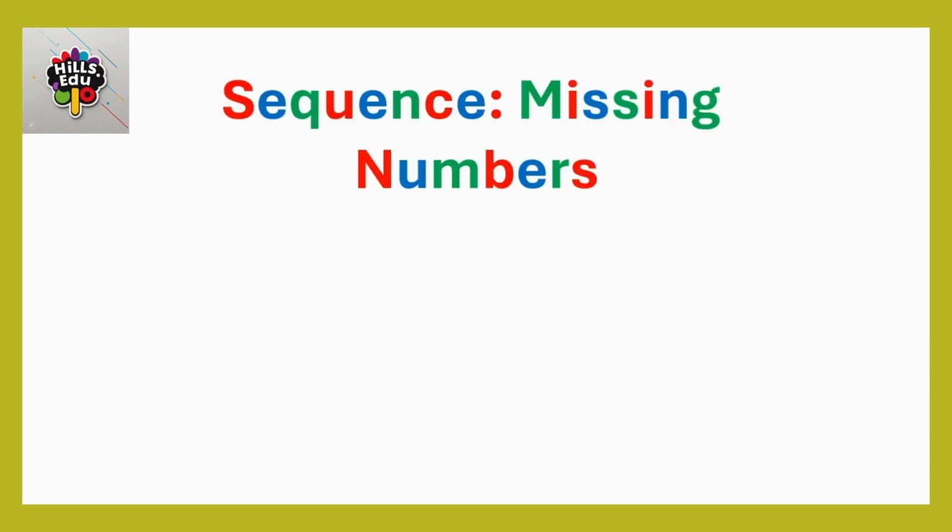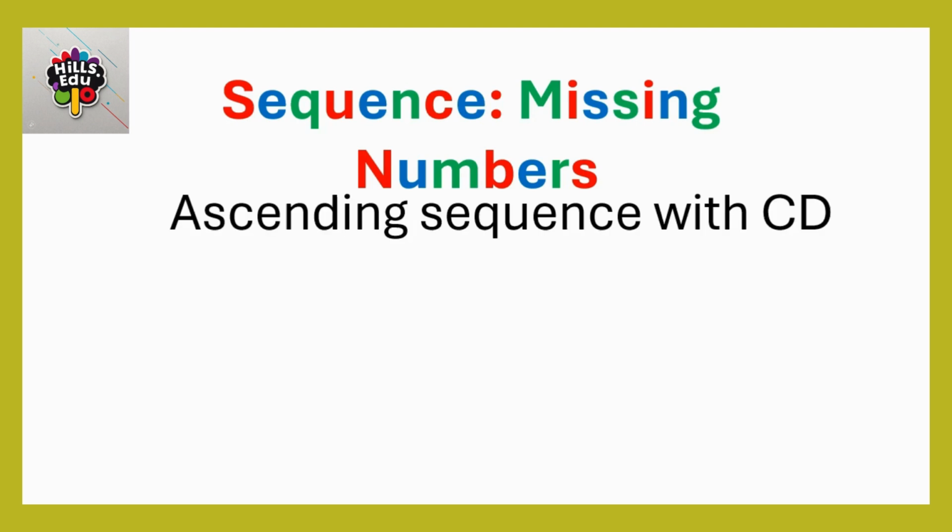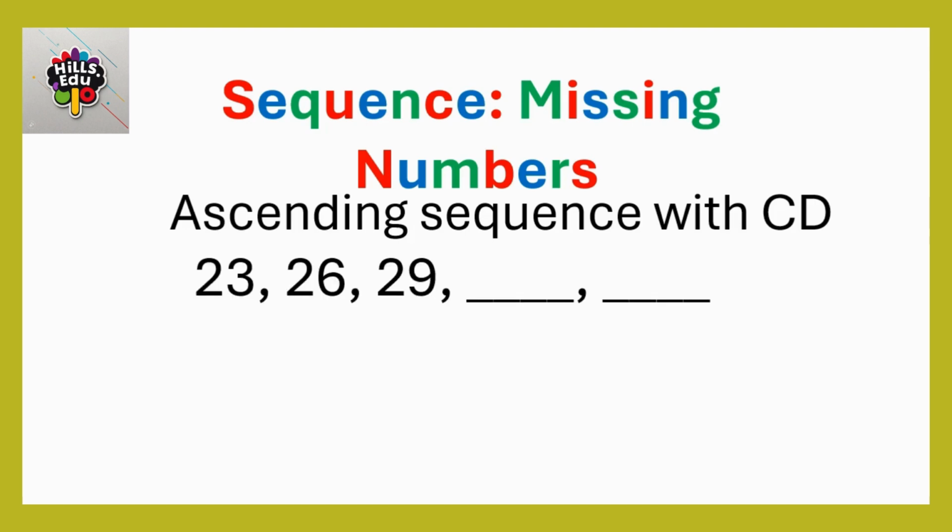In this video, we shall be looking at sequence, and we'll be considering missing numbers in a given sequence. The first thing we'll be considering is ascending sequence with common difference. Look at this sequence: 23, 26, 29. And then the major challenge is for us to figure out what the next two numbers in line will be. And so, how do we go about that?